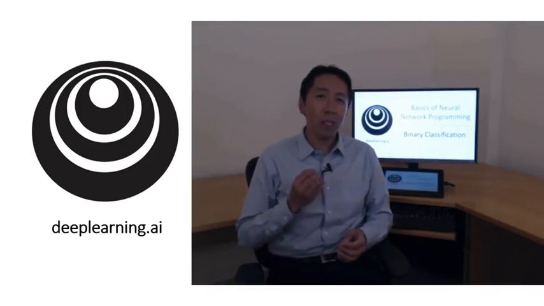Hello and welcome back. In this week, we're going to go over the basics of neural network programming. It turns out that when you implement a neural network, there are some implementation techniques that are going to be really important. For example, if you have a training set of M training examples, you might be used to processing the training set by having a for loop step through your M training examples.